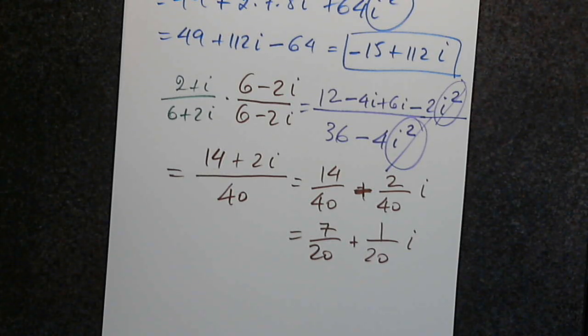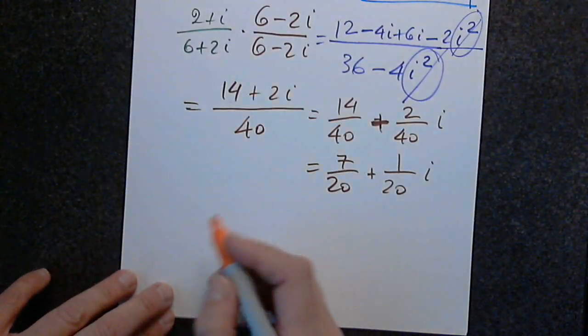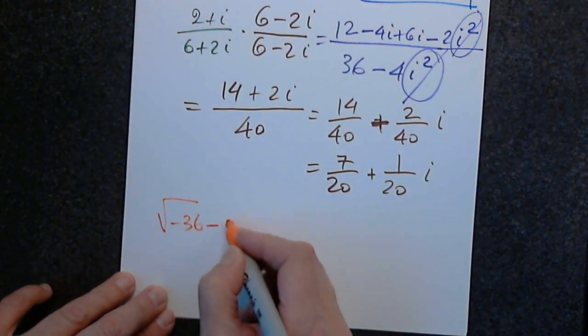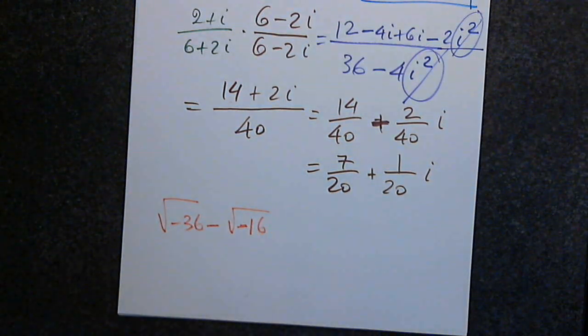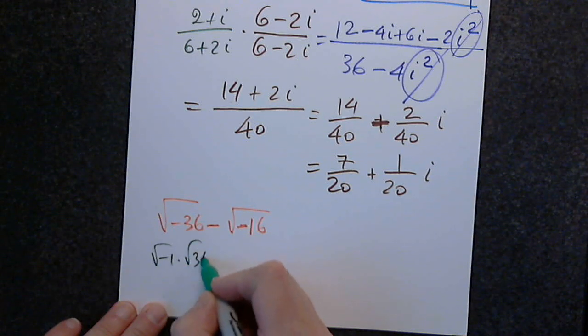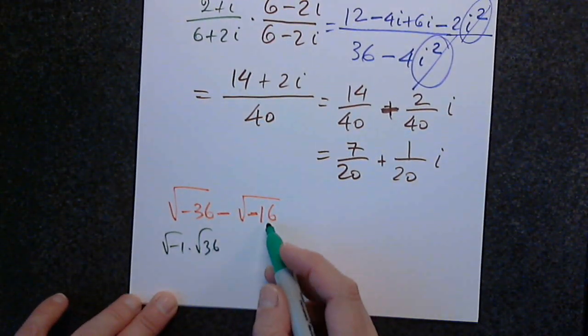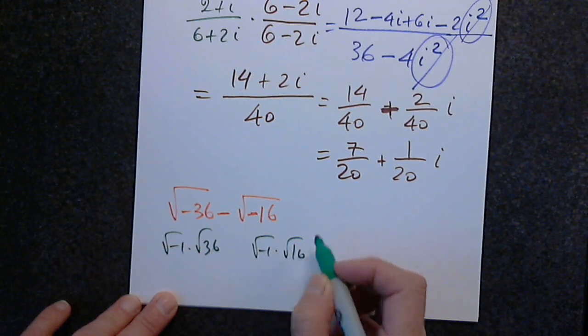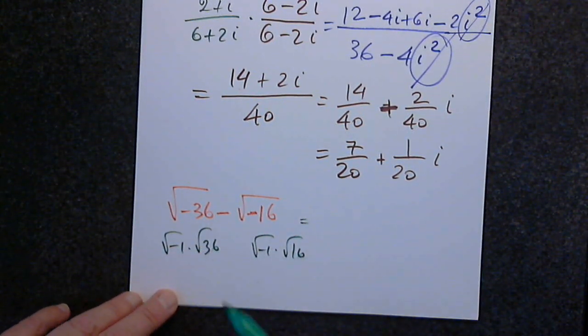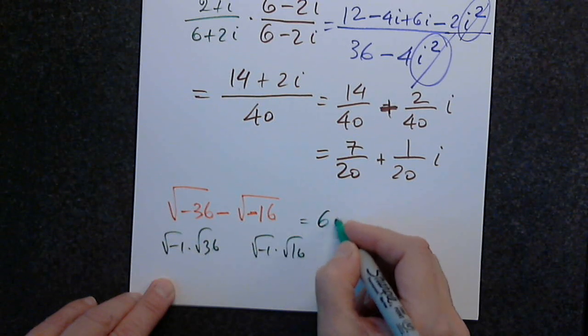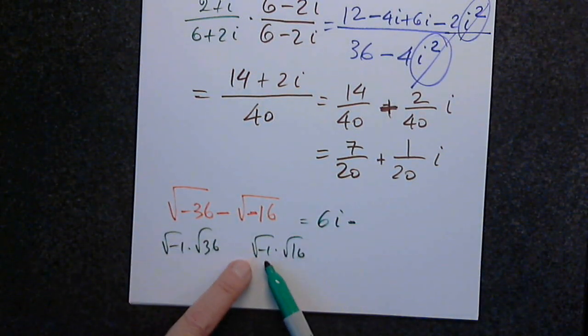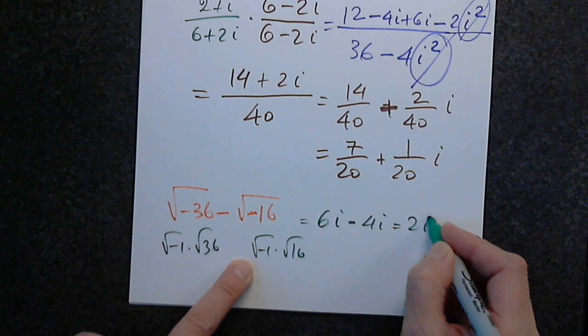So now let's look at a problem like this. Very important. We discussed this last week. The square root of negative 36 minus the square root of negative 16. Well, the square root of negative 36 is the square root of negative 1 times the square root of 36. The square root of negative 16 is the square root of negative 1 times the square root of 16. So this is 6 and this is i. So 6i minus, this is 4 and this is i. So the answer is 2i.